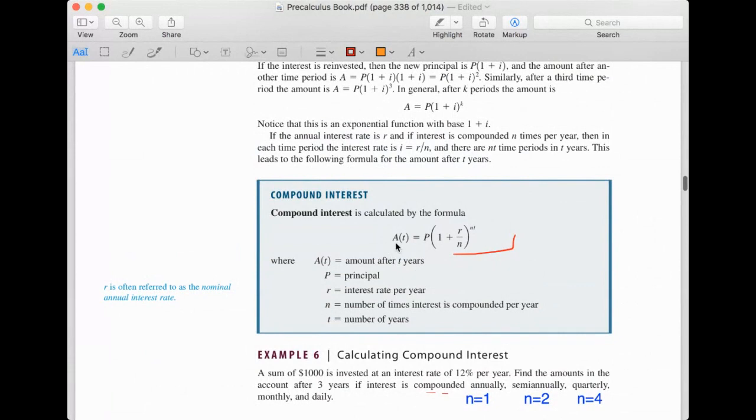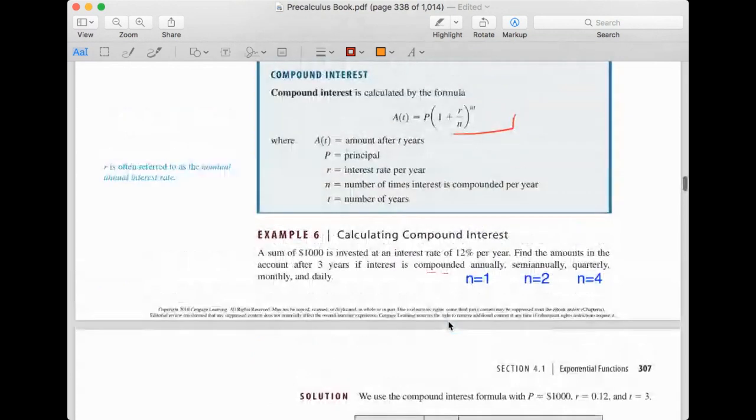So this is a formula. The amount of money after certain years equals the principal, the amount of money we put in the bank, multiplied by parentheses, inside the parentheses 1 plus the annual percentage rate, the interest rate, divided by how many times compounding, then raised by how many times compounding multiplied by years. That means the total compounding times.